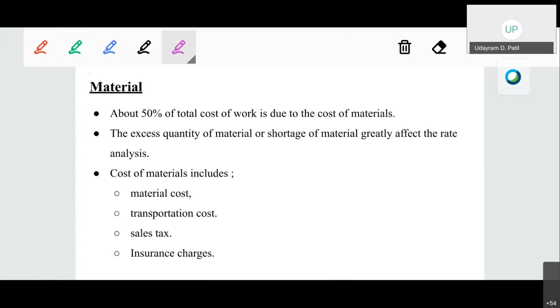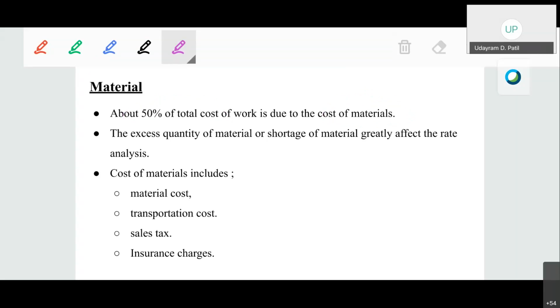So the first major factor is material. Material is the most important factor or element by which we complete the construction of the work. About 50% of the total cost of the work is due to the materials. Okay, that means suppose 100 rupees is required for brick work, then 50 rupees of it is for materials. Okay, this is true. About 50, or even a higher percentage depending upon the work, can be materials.